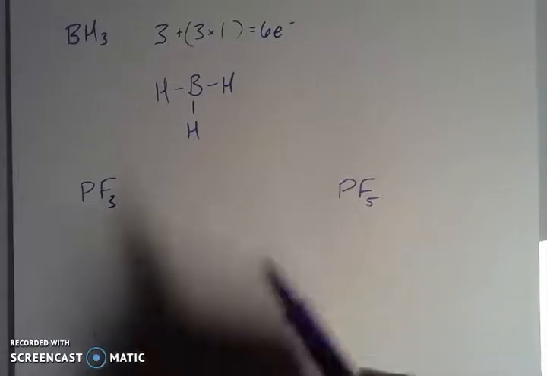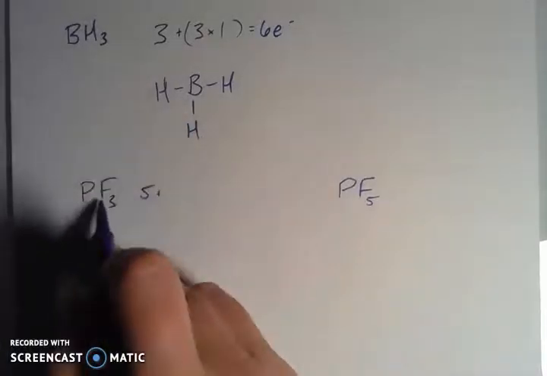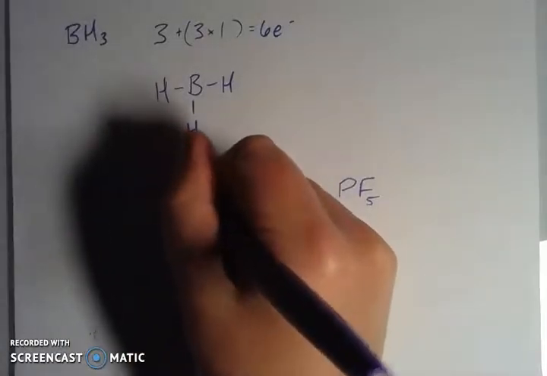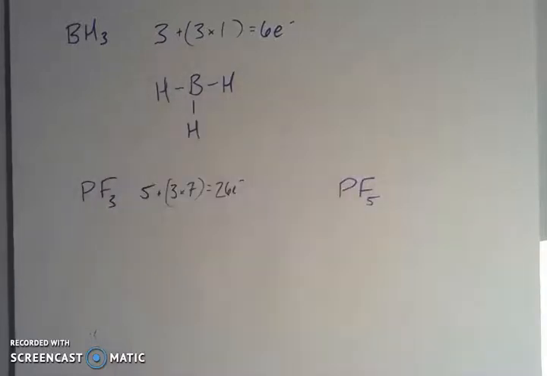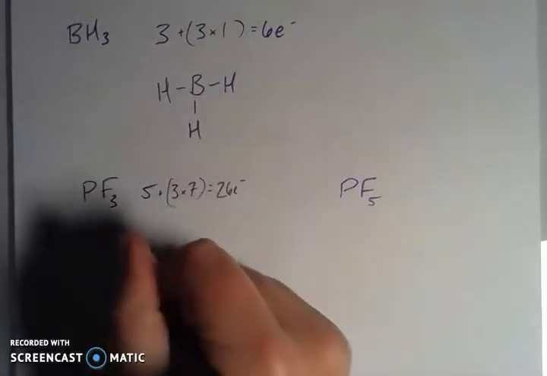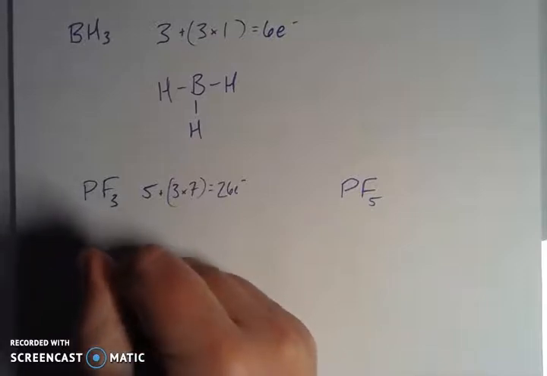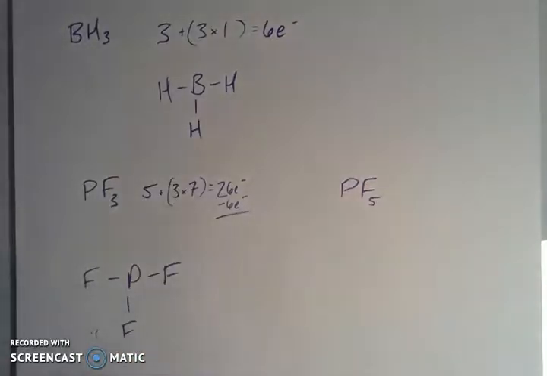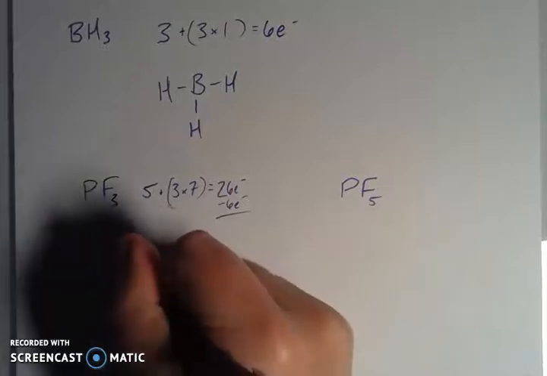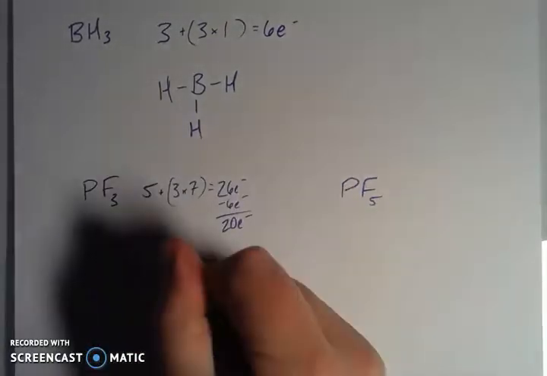So if I take phosphorus, that's 5 based on where it is in the periodic table. And each of my fluorines has 7. So 3 times my 7 is 21. That gives me 26 electrons to work with. My phosphorus is going to be at the center. So I've used up 6 in just bonding my fluorines to that central atom, which gives me 20 electrons to have as pairs.